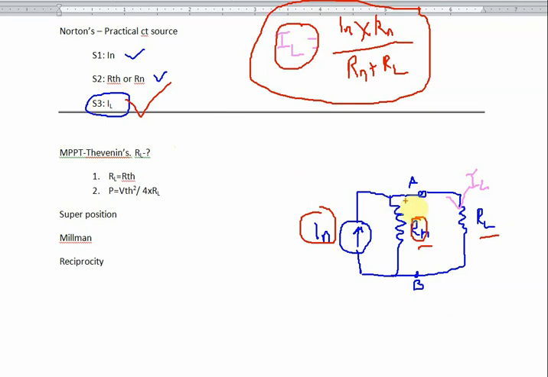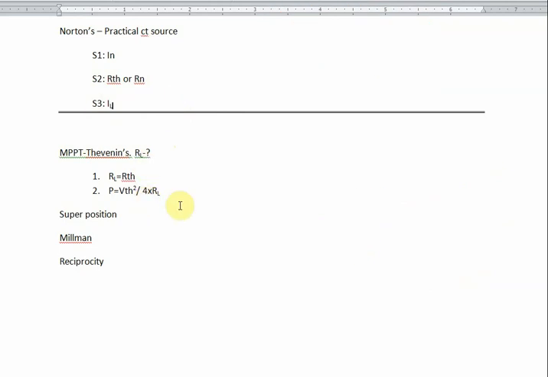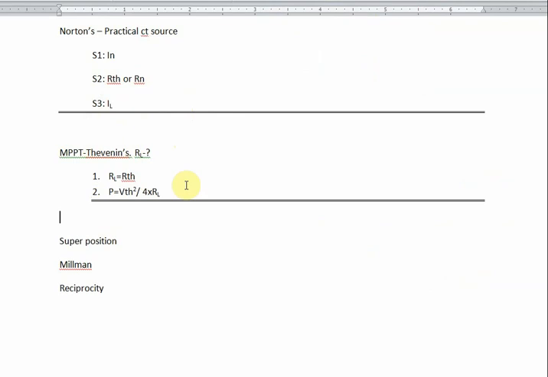So a practical current source connected across the load to find out the load current. This is called the Norton theorem. This is about the Norton theorem. Okay. So what about the next one? Thevenin's.